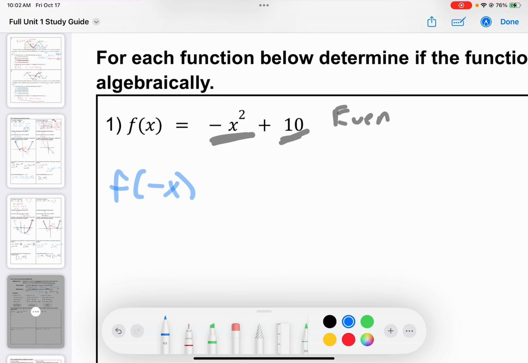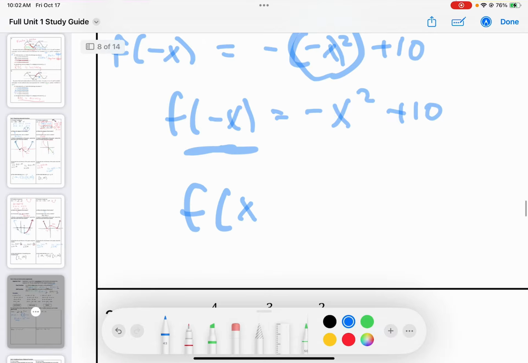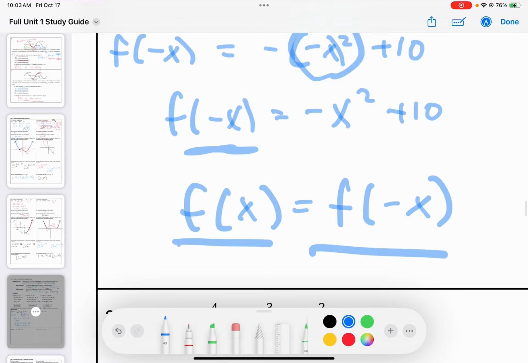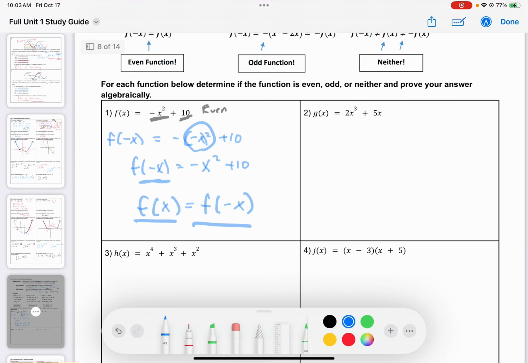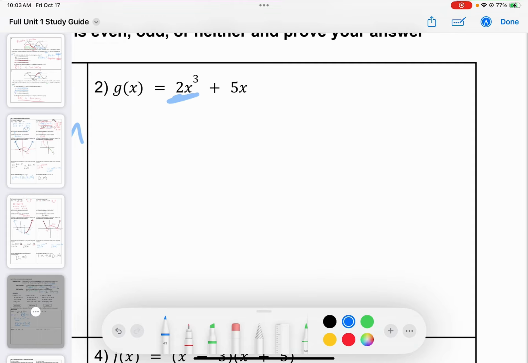The f of negative x equals negative x squared plus 10. Well, negative x squared is the same as x squared, so I get f of negative x equals x squared plus 10. Oh, look, we're back where we started. And just to finish this proof, f of x equals f of negative x, which means that it is, yes, even. All right, again, just looking at this one, this is an odd term, this is an odd term. I know that it's odd.